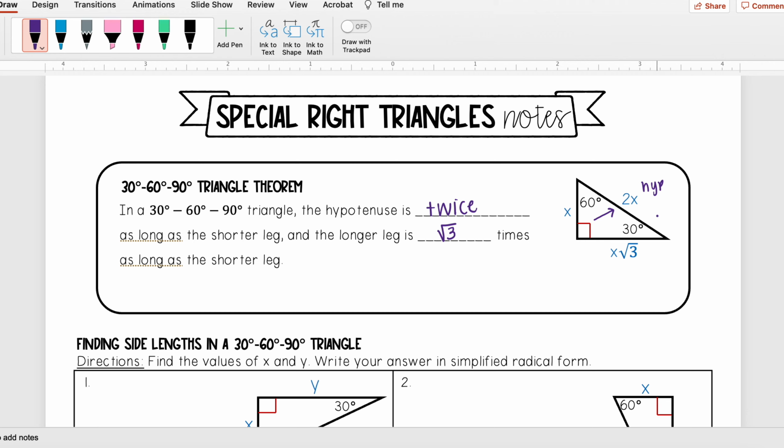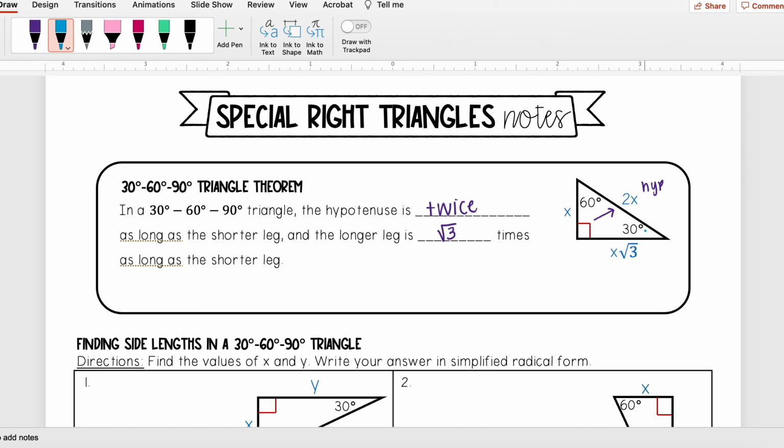So we talked about the Pythagorean theorem, and the Pythagorean theorem allows us to find a missing side in a right triangle when we're given two sides. Today we're going to be talking about these special right triangles where we may only be given one side, but this theorem allows us to still find the length of the other two sides.